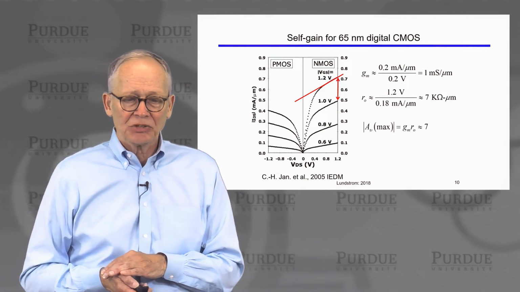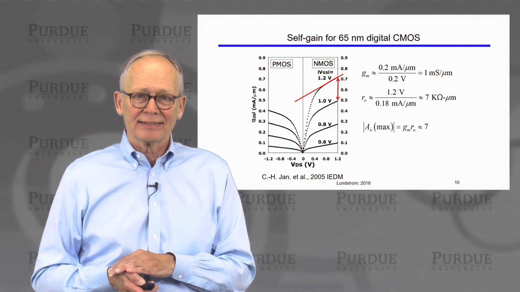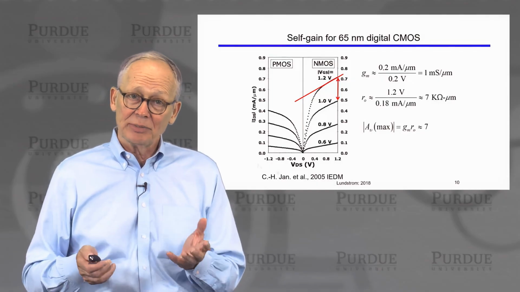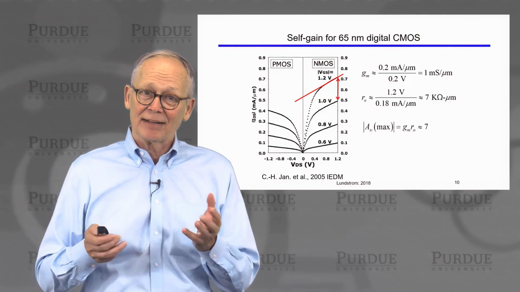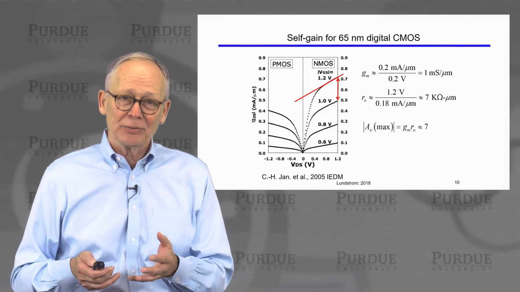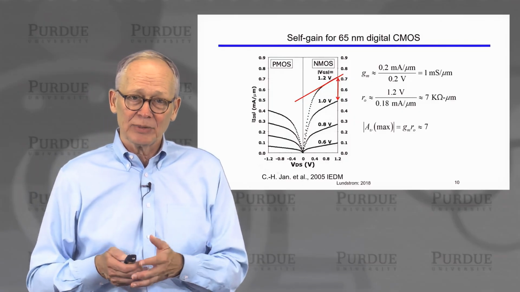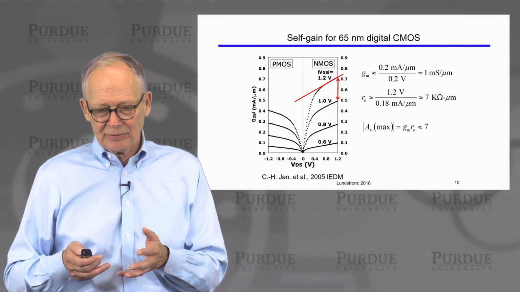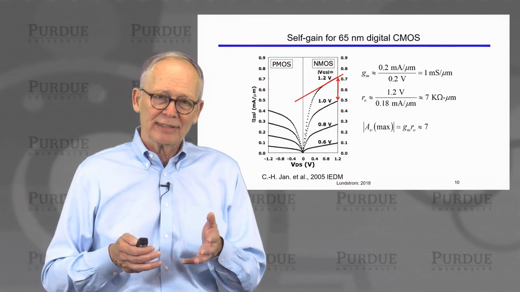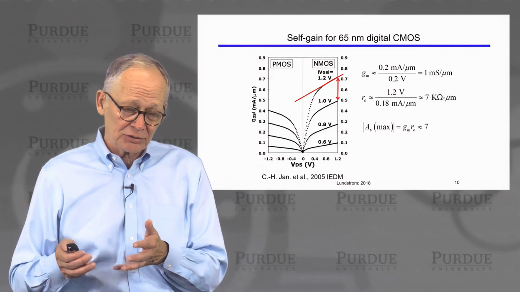Okay, what's the maximum gain, the self-gain? It's just a product of the two. It's going to be 7, all right? That's not high. You know, it's high enough that we can do some useful things, especially if we cascade amplifiers together.